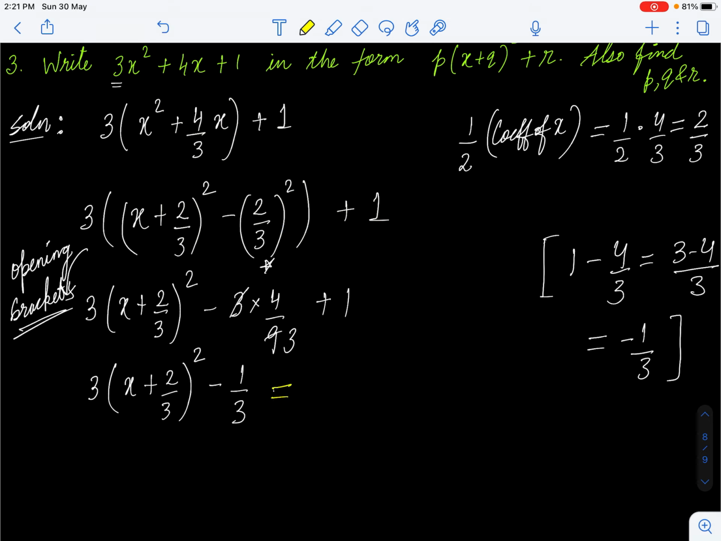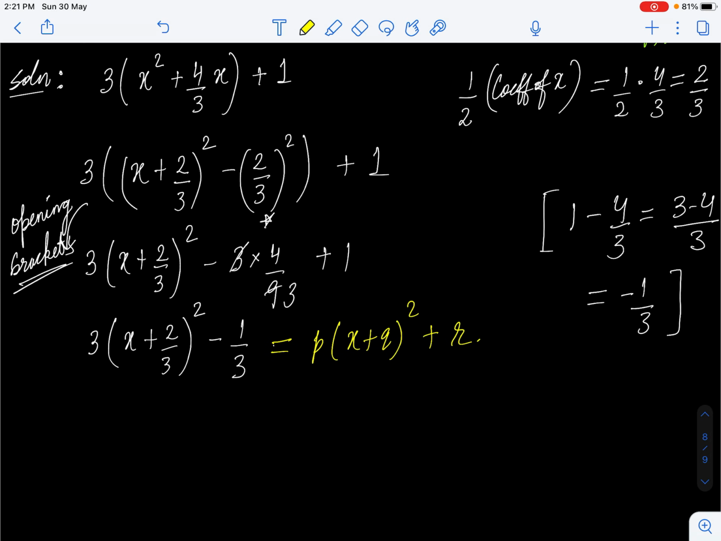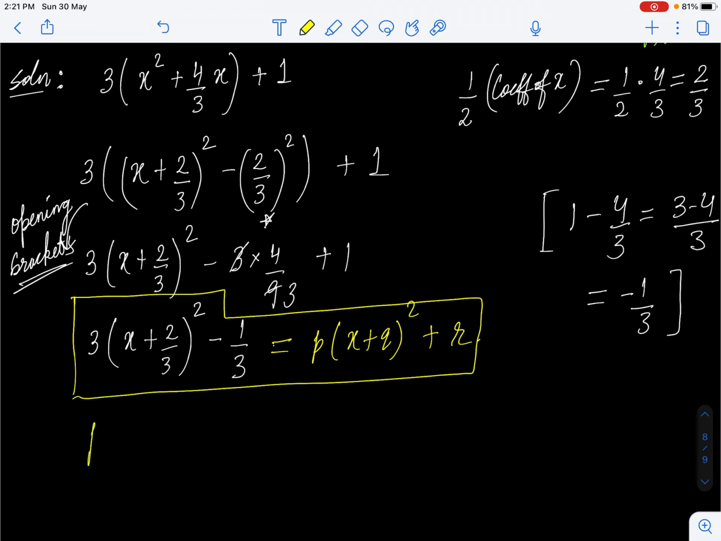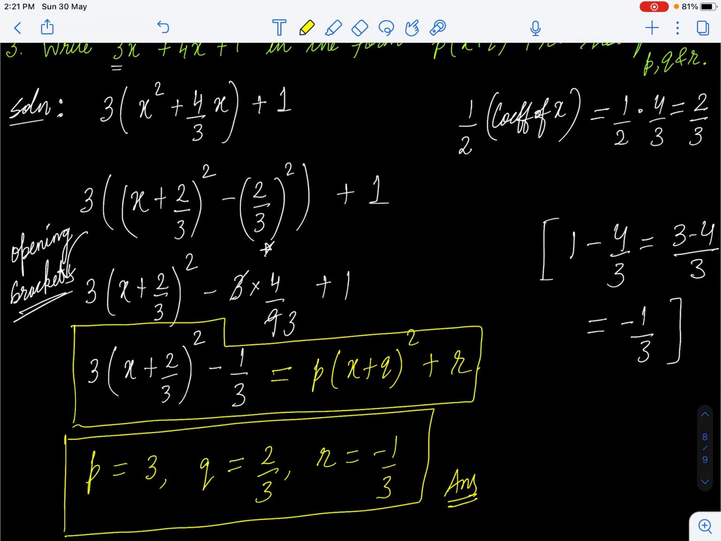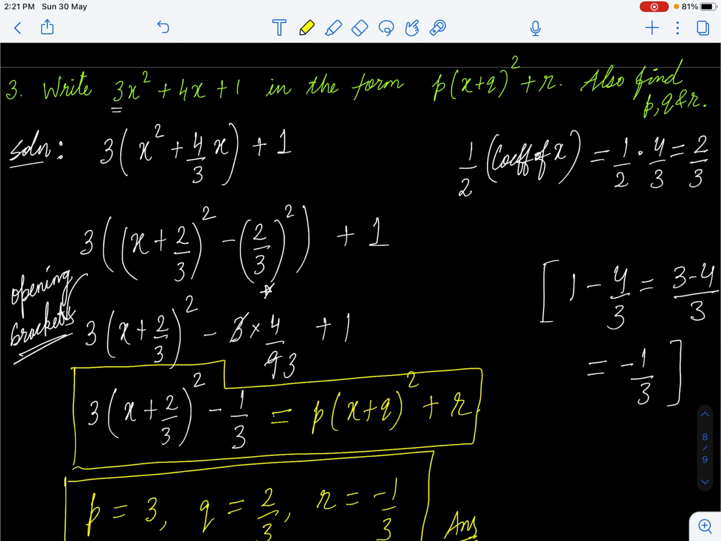and I will compare this with p times x plus q whole square plus r. And when you will compare this, you will get p as 3, you will get q as 2 by 3, and you will get r as minus 1 over 3. So this is my final answer for this question. So this is how you solve these problems of completing the square.